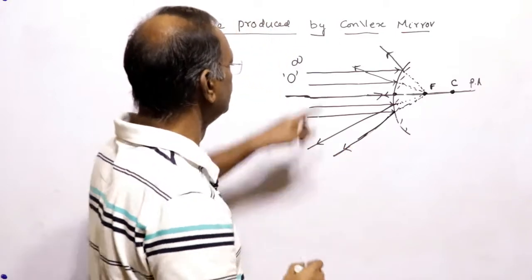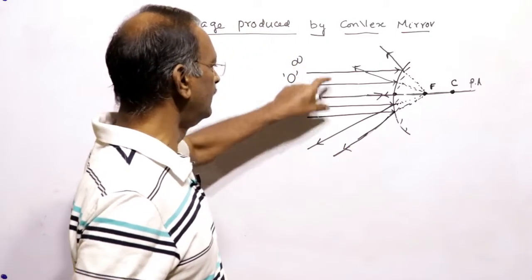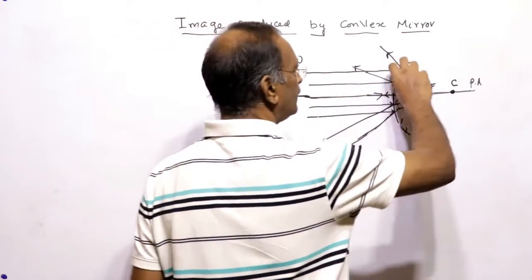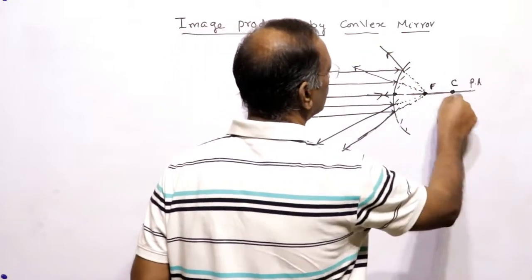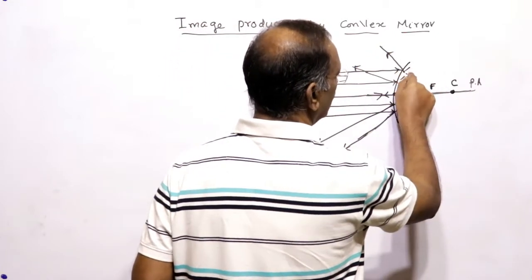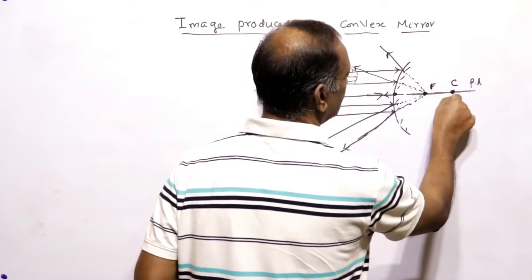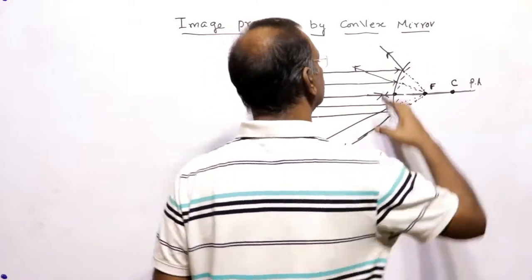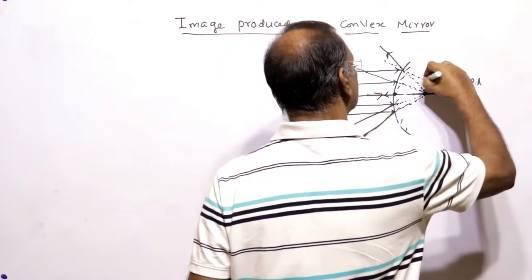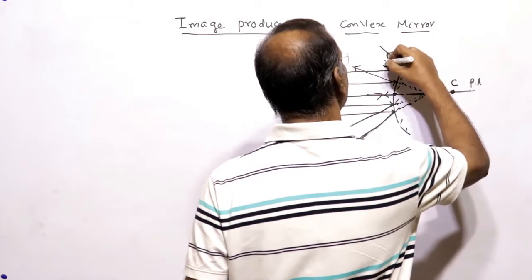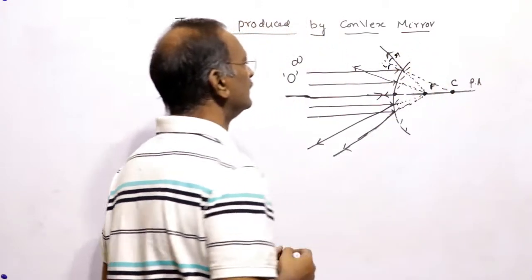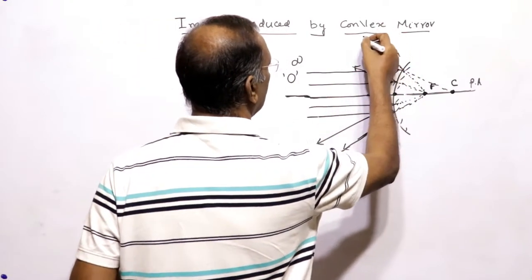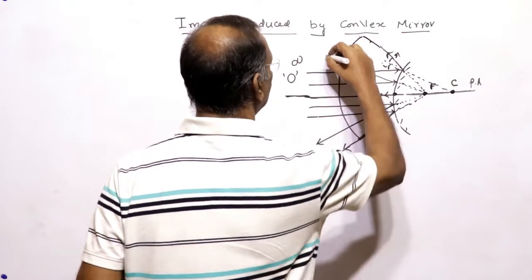So when the rays are all parallel to the principal axis, we can see paraxially, after reflection, they will go according to the laws of reflection. The normal at this point of incidence is a line drawn from the center of curvature up to this point. That will be the normal. So this is I, this is R. So the rays will reflect like this. And this is the viewing area.